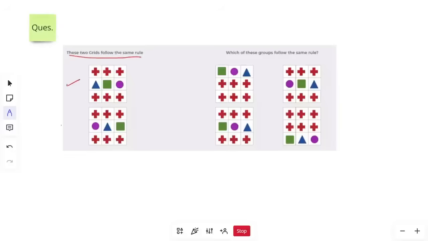Basically, this grid and this grid follow the same rule. We have to understand the pattern, and then we are asked a question based on that. Which of these groups follow the same rule that was followed in the given two images? Now these are our option images.